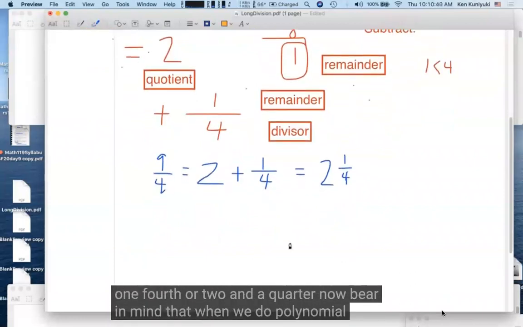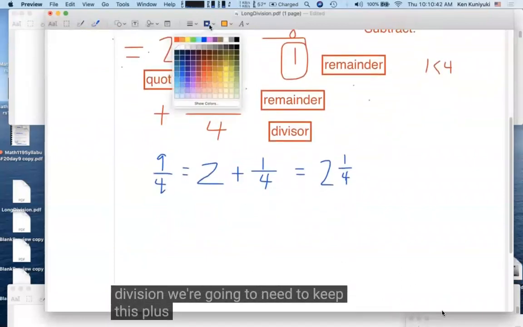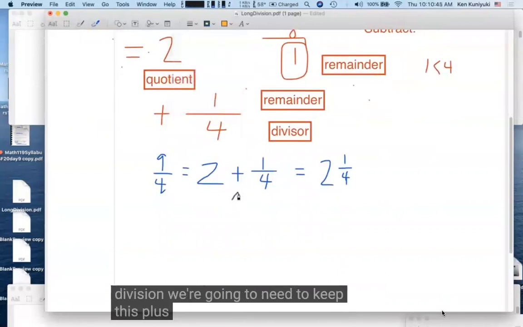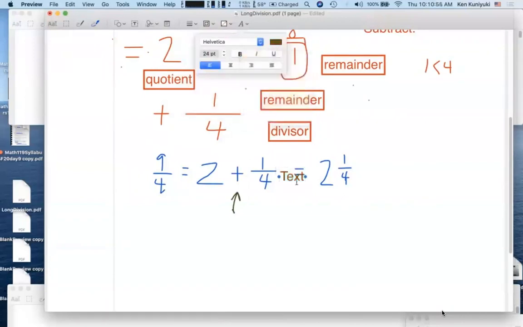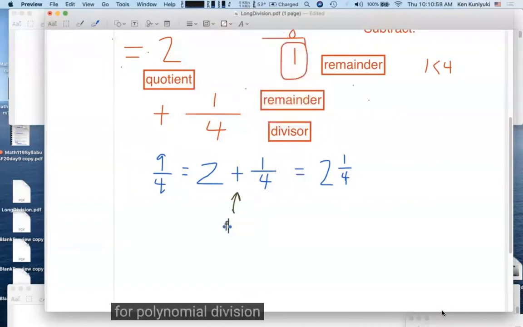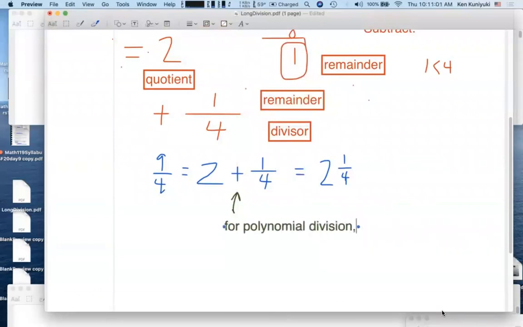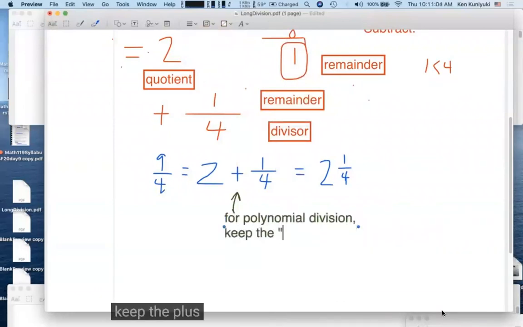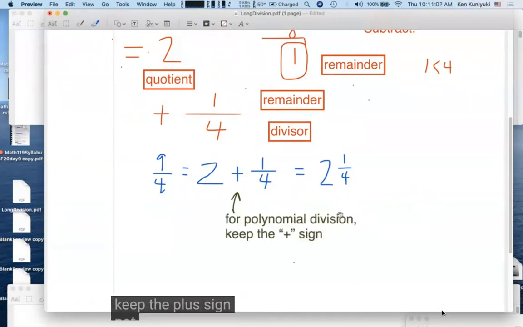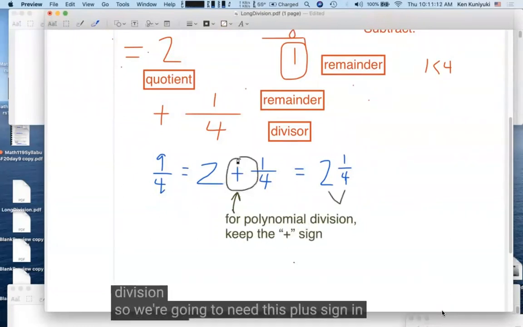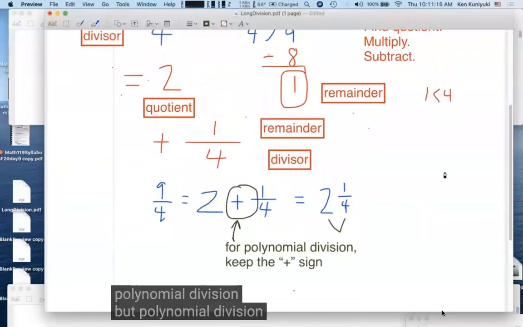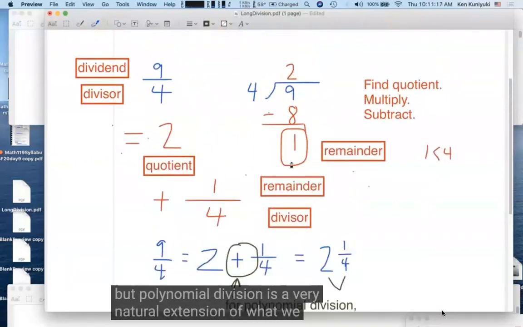Now bear in mind that when we do polynomial division, we're going to need to keep this plus sign. For polynomial division, keep the plus sign. You're not allowed to put these two things right next to each other in polynomial division. But polynomial division is a very natural extension of what we just did up here.